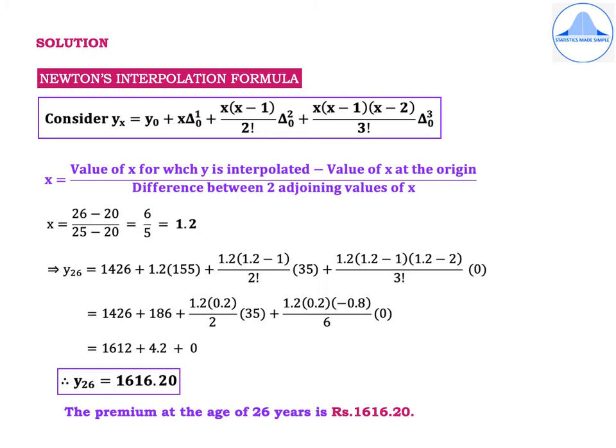Now substituting all the values in the Newton's interpolation formula, we get y26 equal to 1426 plus 1.2 into 155 plus 1.2 into 1.2 minus 1 by 2 factorial into 35 plus 1.2 into 1.2 minus 1 into 1.2 minus 2 divided by 3 factorial into 0, which simplifies to 1426 plus 186 plus 1.2 into 0.2 divided by 2 into 35 plus 1.2 into 0.2 into minus 0.8 divided by 6 into 0, which gives us 1612 plus 4.2 plus 0.